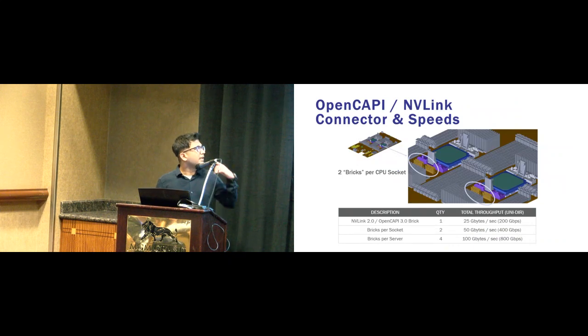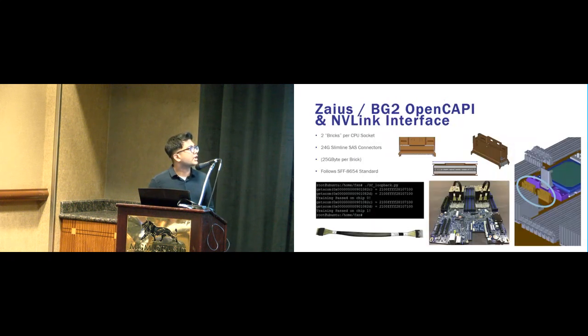So now I want to talk a little bit about OpenCAPI. We're going to the accelerator land now. We have two OpenCAPI sockets per processor. All four of them put together, you have about 100 gigabytes of bandwidth at line rate. That's 800 gigabits per second, essentially, right? And they use standard slim SAS 4.0 connectors to deliver that bandwidth.